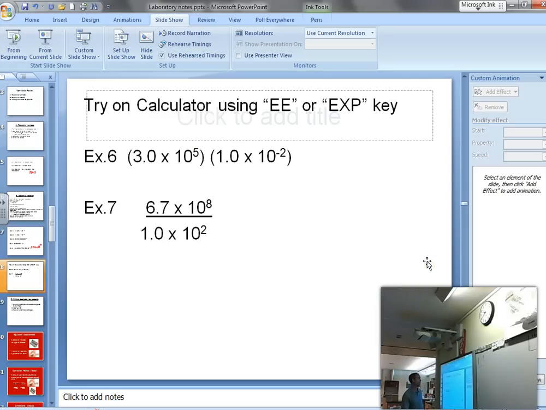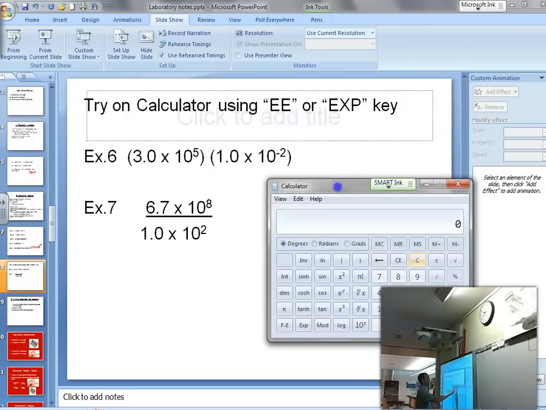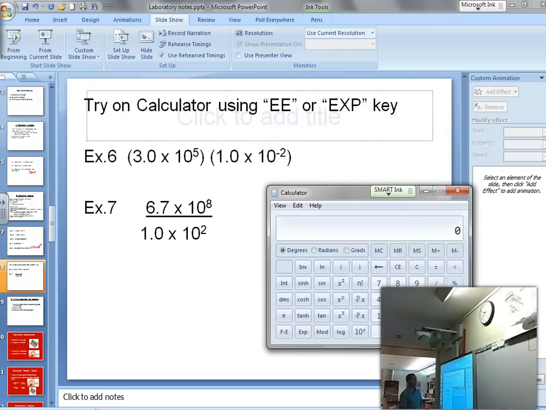Okay, a couple more calculations for you. Pull back our calculator. Let's get rid of this stuff. Sorry, I have to do this with a smart board. But we'll clear out our calculator. Now just get used to typing in the numbers and using this scientific notation key that you have on your calculator. It's very useful. So 3.0, and notice it says times 10 to the fifth.